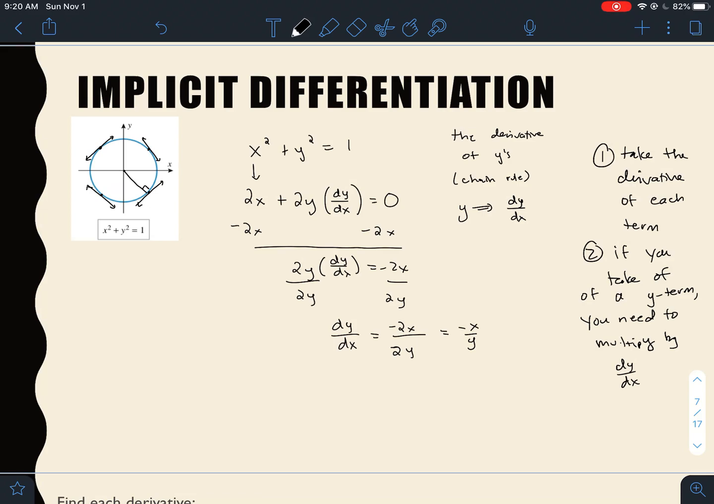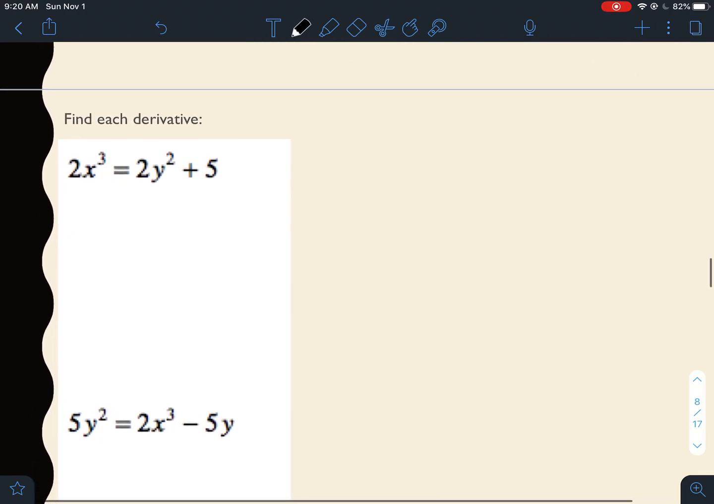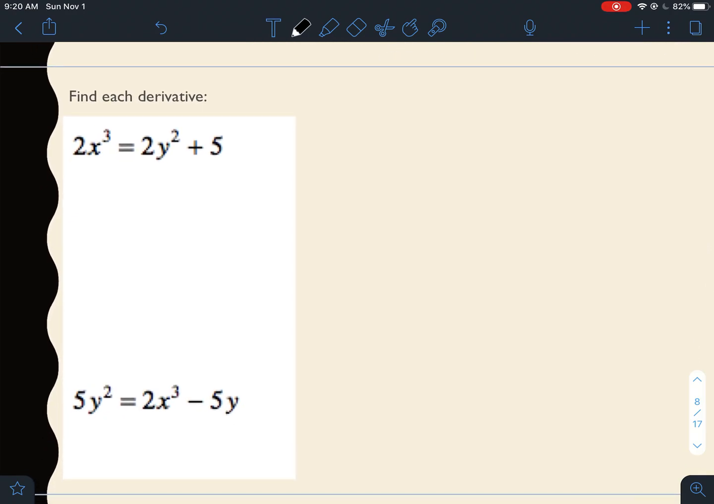And that's basically the rules of implicit. You're going to go through it like normal, except if you're taking the derivative of a y term, the derivative of y itself is dy over dx, so you think of it as chain rule. So take the normal derivative and then multiply by the derivative of y, which is dy dx. So let's find the derivative of the following.